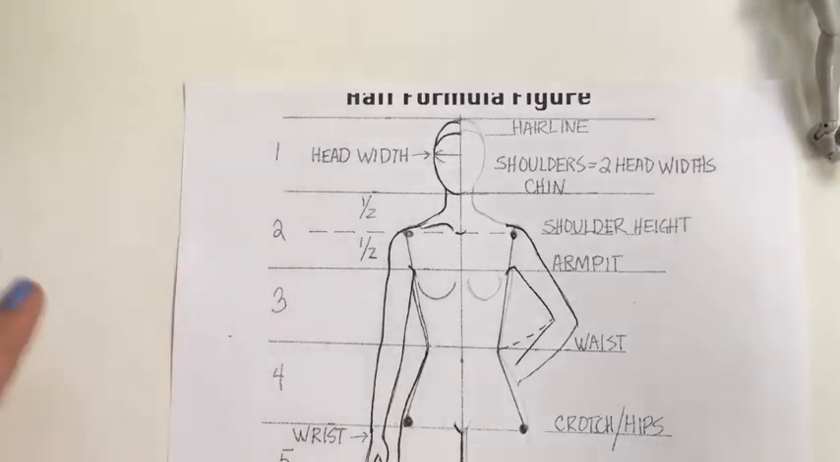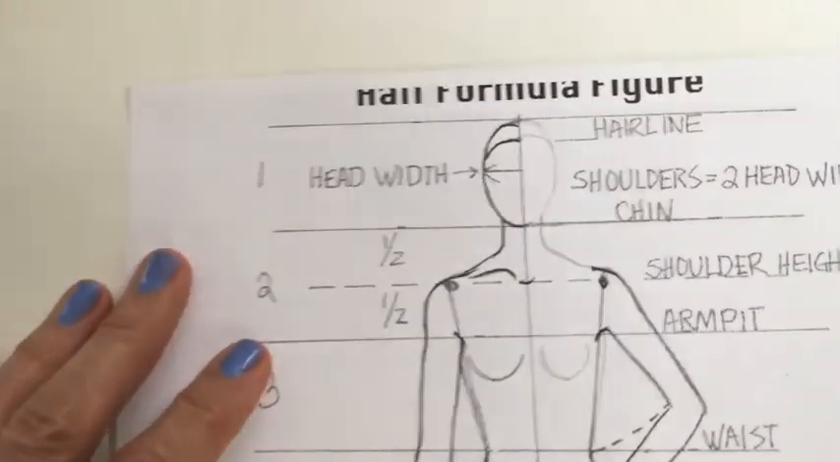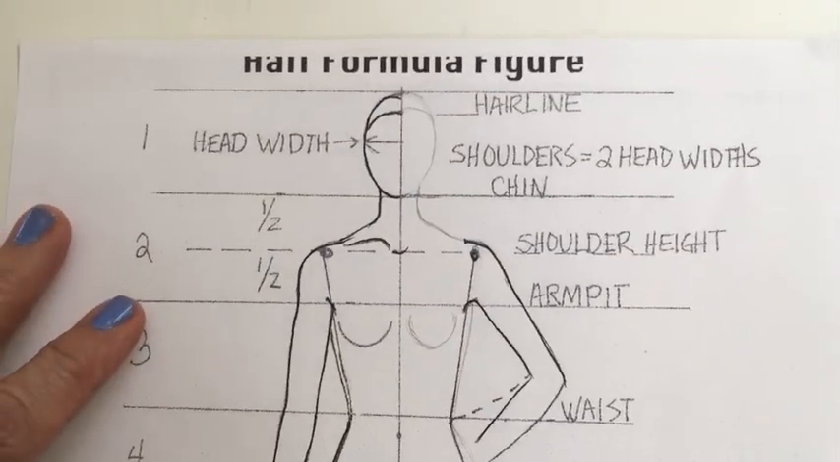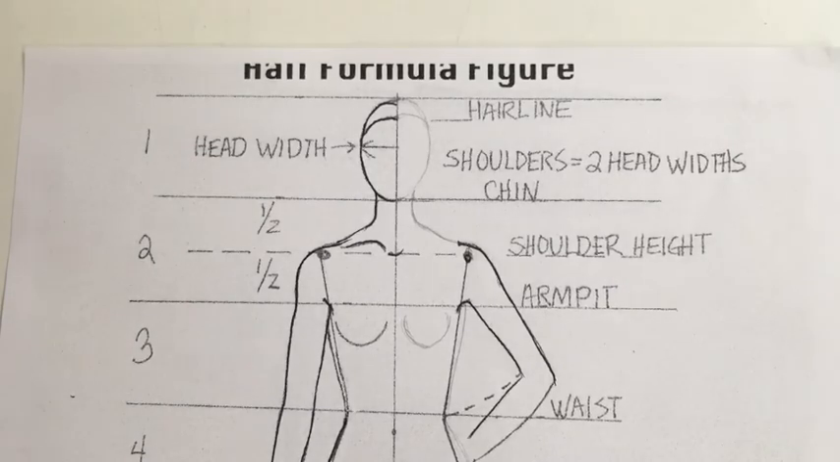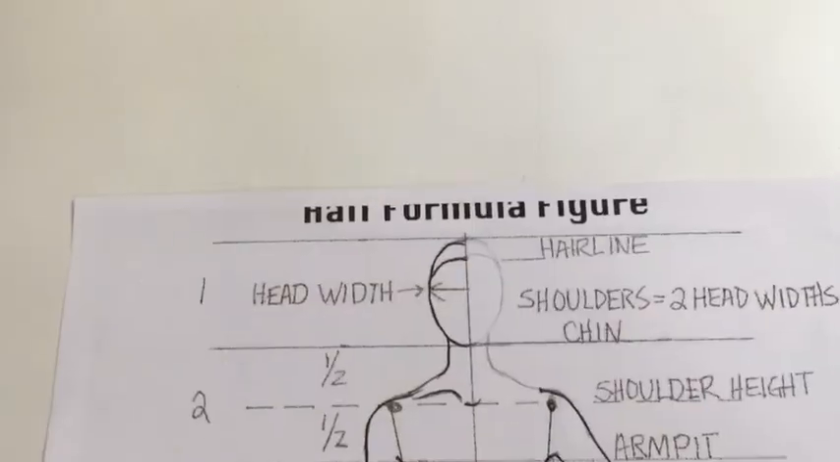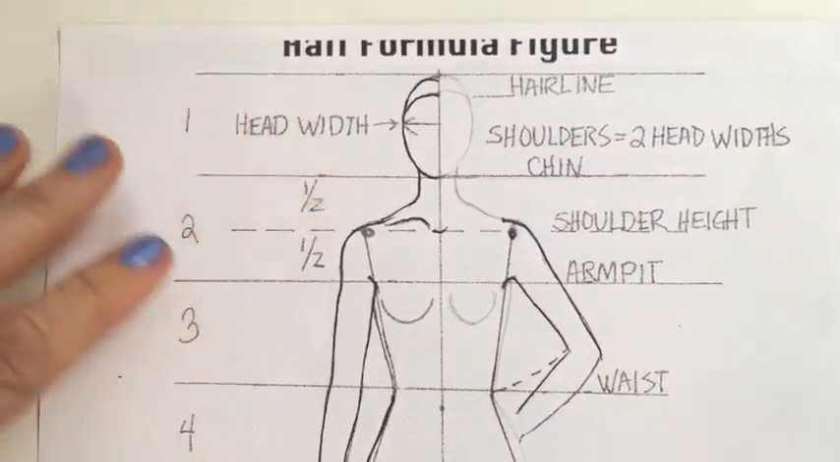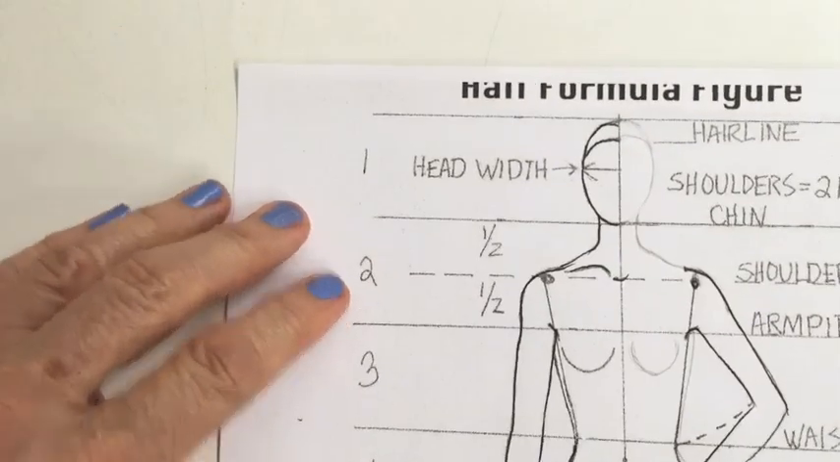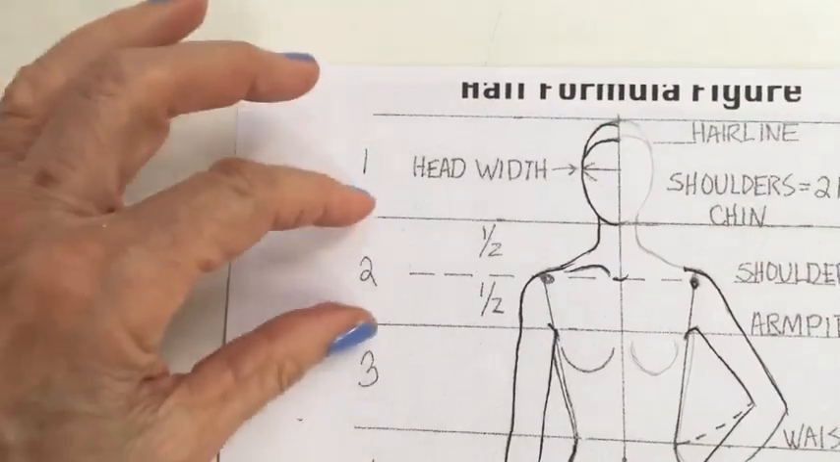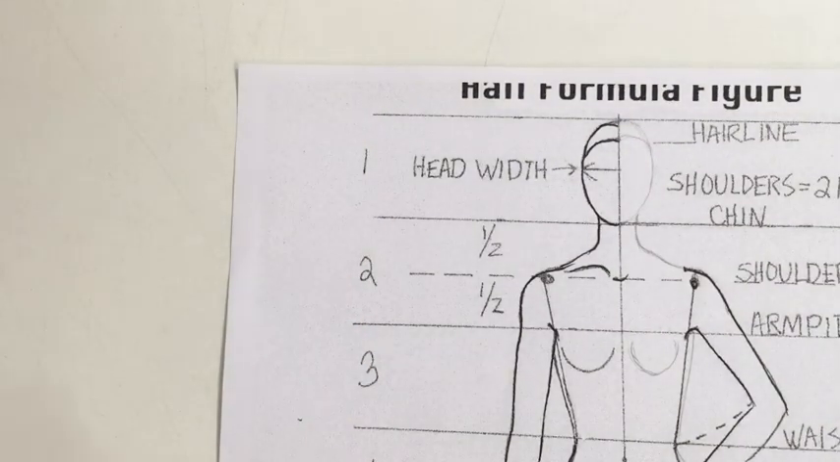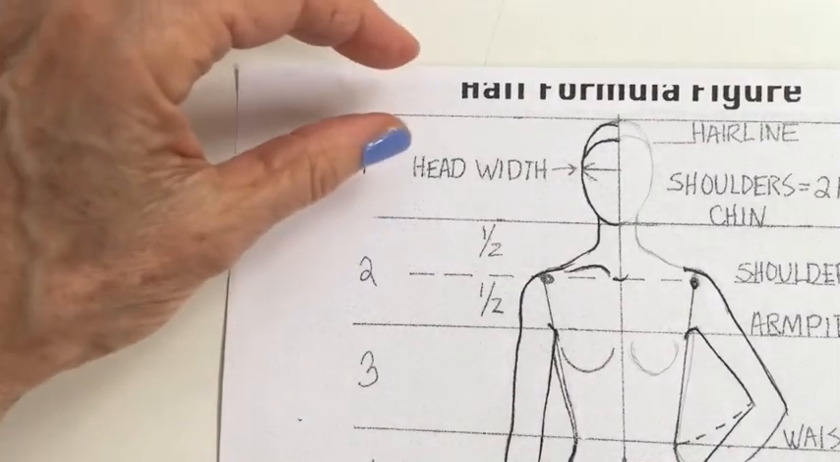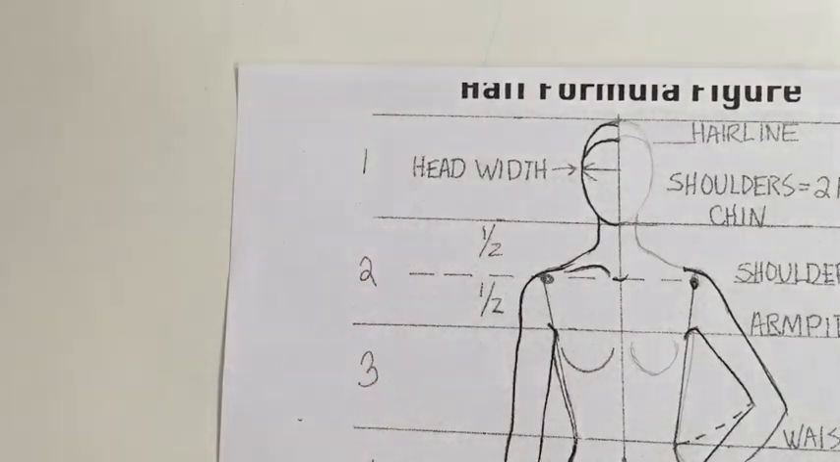So the fashion figure is 9 heads tall. The normal regular human is about 6 to 7.5 heads tall. We'll be using head heights to judge and draw the figure. So you're dividing the figure into 9 head heights.